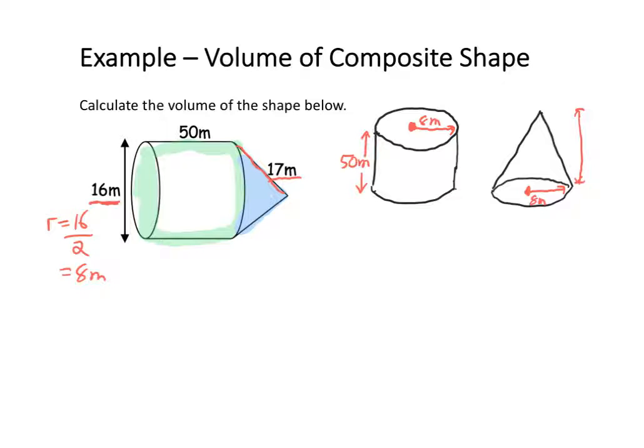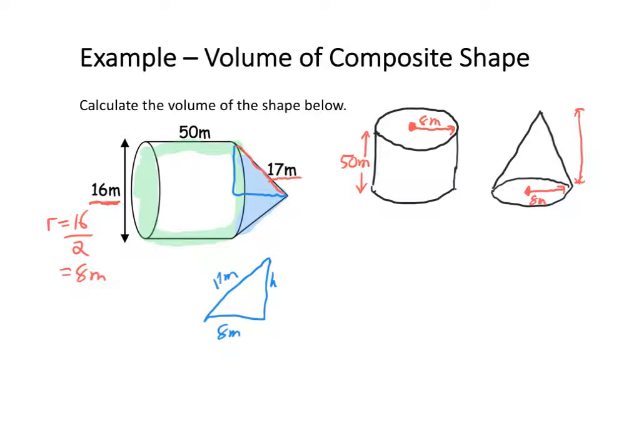Now I can find the height of my cone by using a little bit of Pythagoras. If I was to chop my cone in half, I would actually form a right angle triangle. And I would know the hypotenuse side of that, which is the side of my cone, is 17 meters. The base of my triangle, which is equal to the radius of my cone, is 8 meters. So I can go ahead and find my missing height value, which I have labeled h.